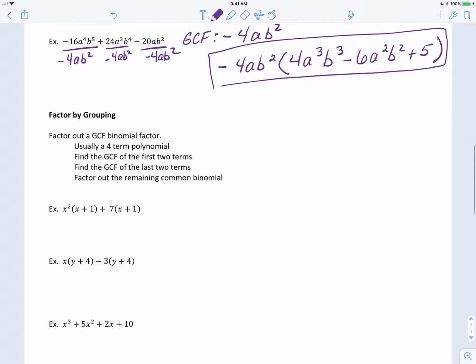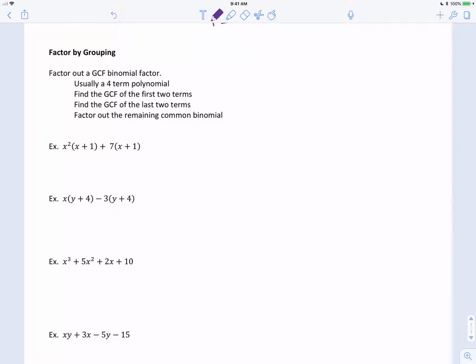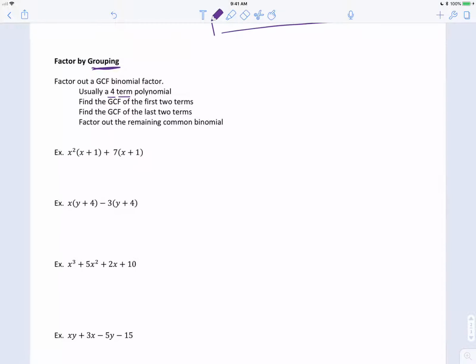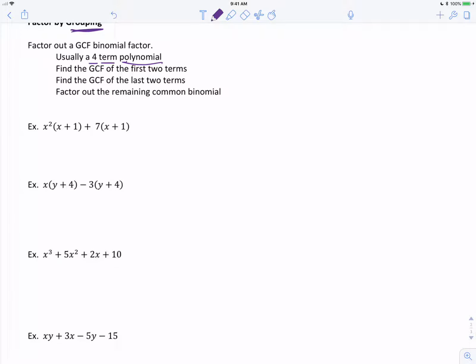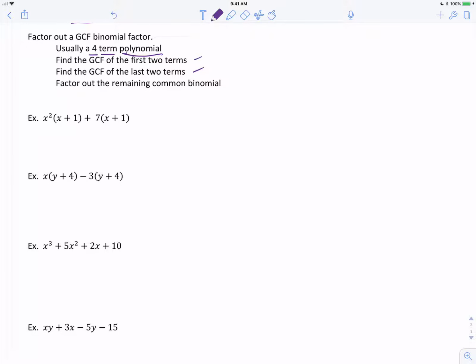Okay, so the last thing on this video that we're going to talk about is factoring by grouping. So it's one of the easier ways to factor a polynomial. But we're going to use grouping whenever we see a 4-term polynomial. Okay, and so we remember that that means there are 4 terms in there. And then when we do that, we're going to find the GCF of the first 2 terms, then we're going to find the GCF of the last 2 terms, and then hopefully that will create some kind of common binomial that we can factor out.